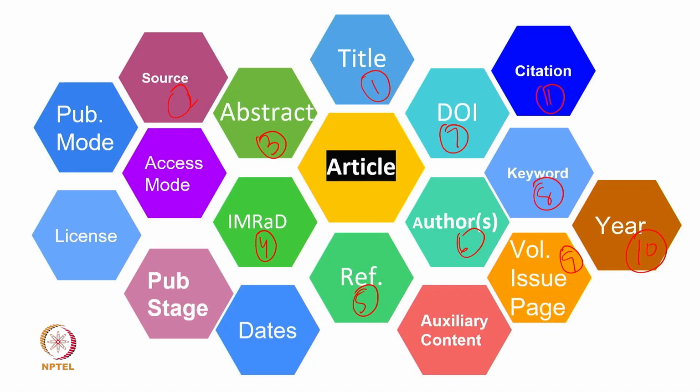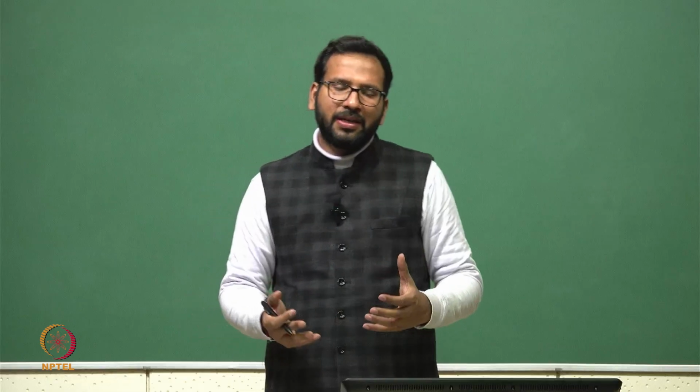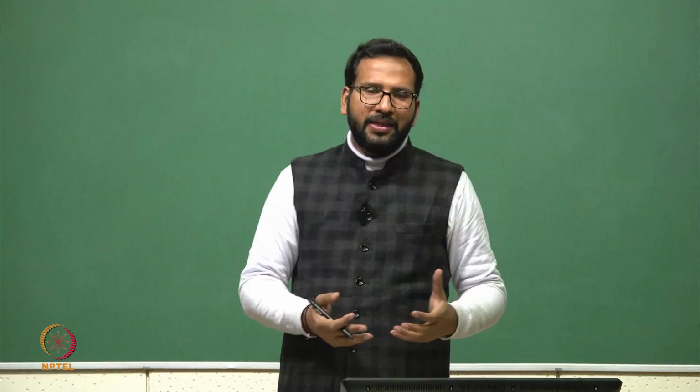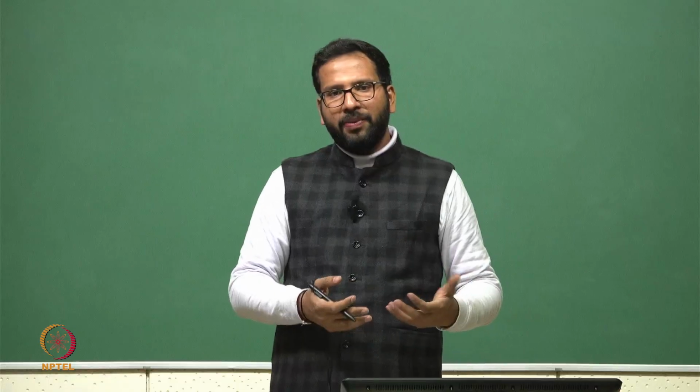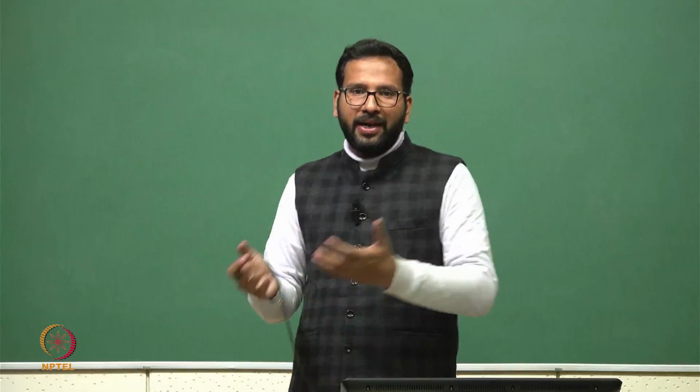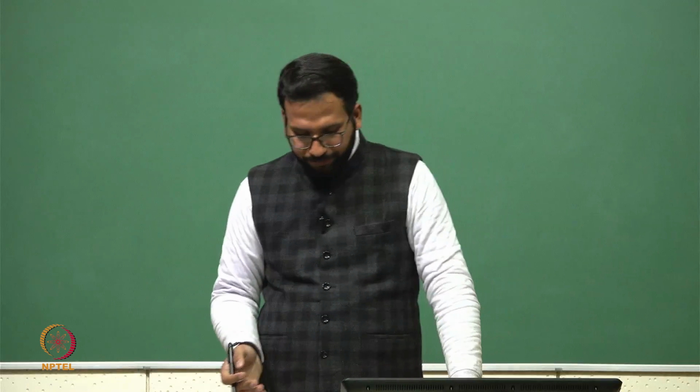Then we have some auxiliary content, like some journals require additional details in the article, like data availability statements, supplementary materials, annexures, funding, conflict of interest. You will not find this in all the journals, but nowadays many journals are providing this auxiliary information, like a data availability statement: if data is available, where that data is available, or if that data is published somewhere as a data paper or not.